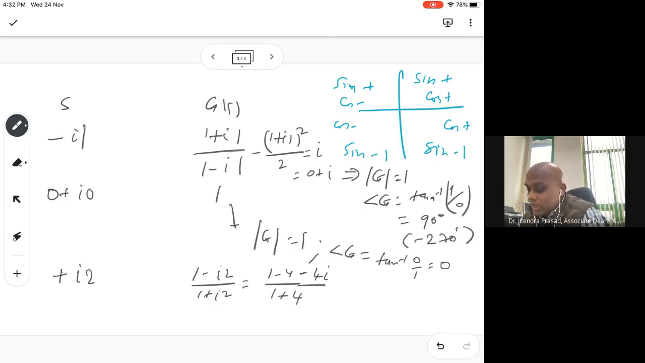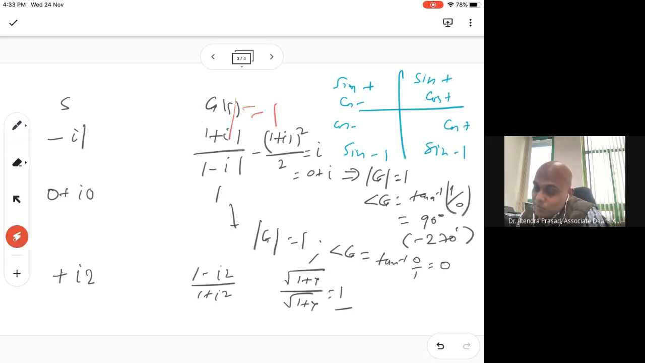okay, we did not have to do it this way. Okay, it will be 1 only in that case, right? Correct. Okay, we should not have done this. Okay, we don't need to expand it. So given this one, magnitude of G will be equal to root 1 plus 4 divided by root 1 plus 4, which is equal to 1. So that really makes sure that magnitude of G will be equal to 1. So we know that.